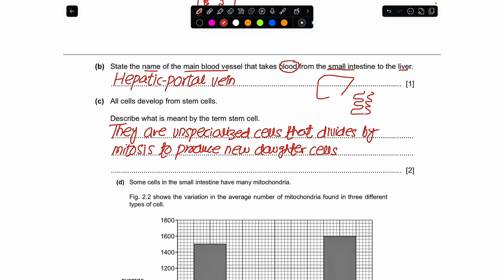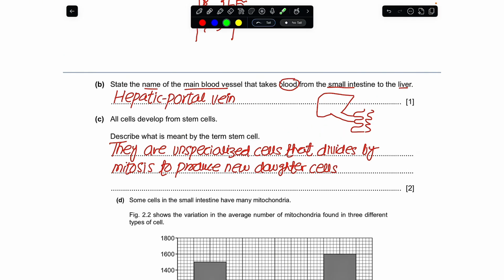So if I am taking the absorbed food materials from the small intestines to the liver, here the main blood vessel that would be available is the hepatic portal vein. This right here.